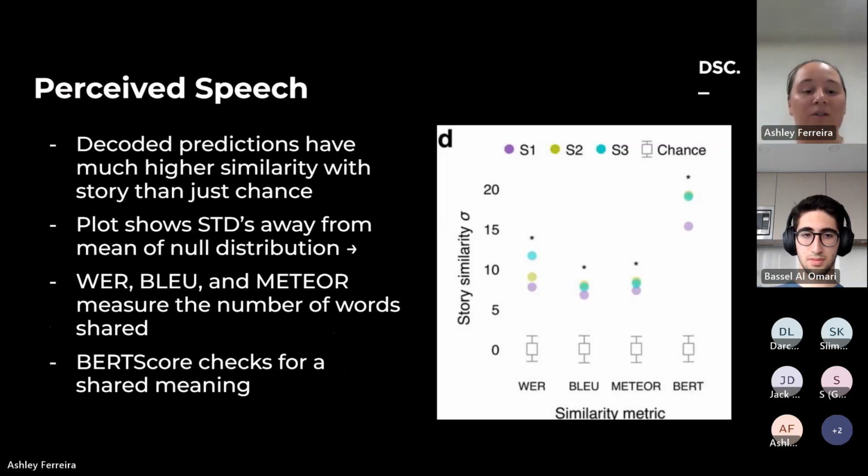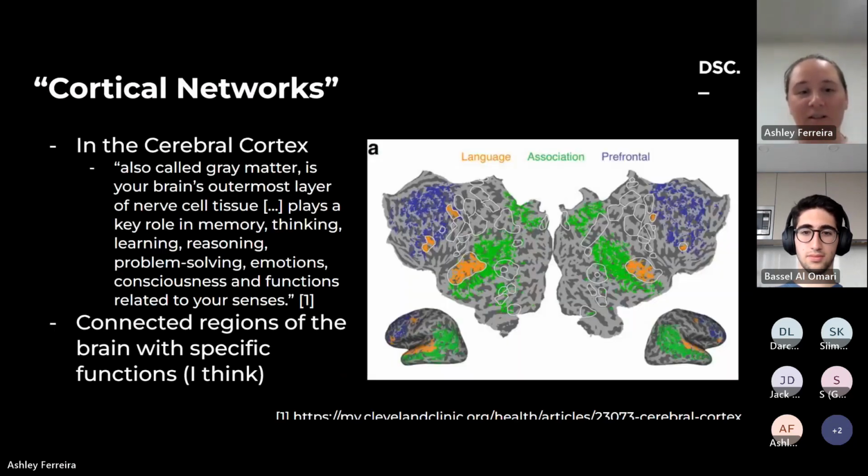And then when you look at the BERT score, which is actually looking at the shared semantic meaning amongst the sentences in the story and the predicted story, it does a lot better than just chance. What you're seeing here on the y-axis is the standard deviations away. So something that is even 7 standard deviations away, like the lowest one there, is still definitely doing a really good job, and something at 20 is performing very, very strongly. So this was really cool to see and very strong results.